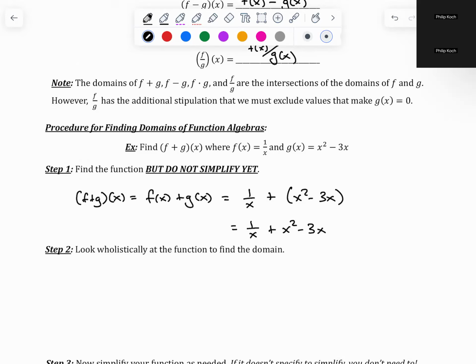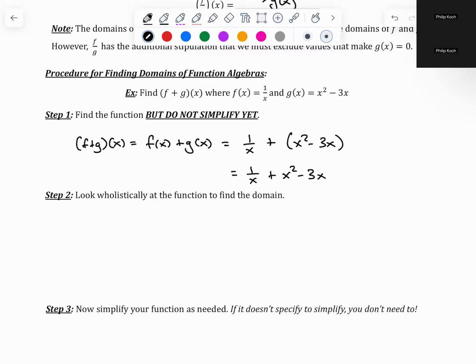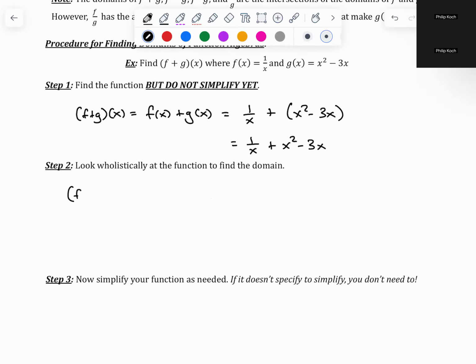But either way, once we've found the function and we haven't simplified it, now we want to look at it holistically to find the domain. So looking at this function again, f plus g of x, we just found it above. It's equal to 1 over x plus x squared minus 3x.